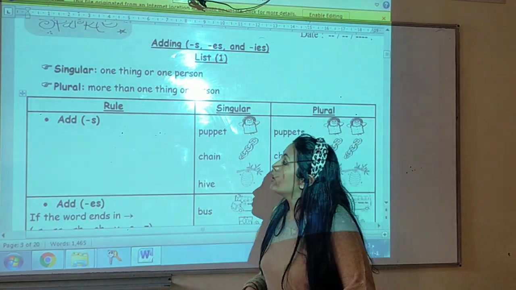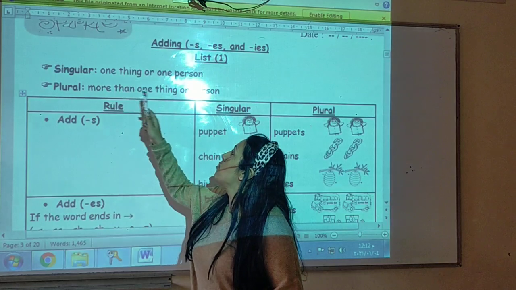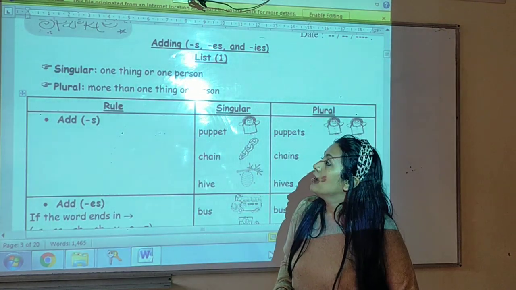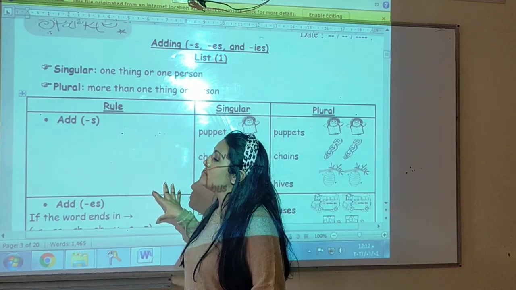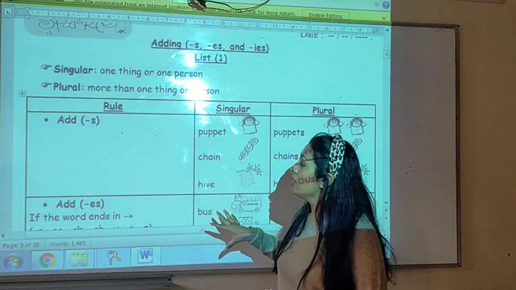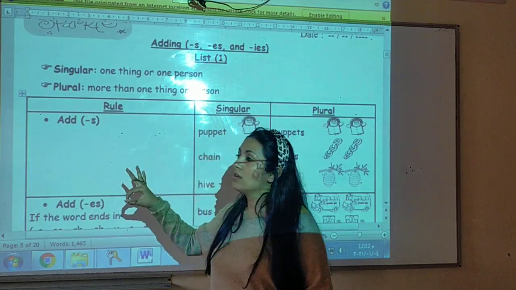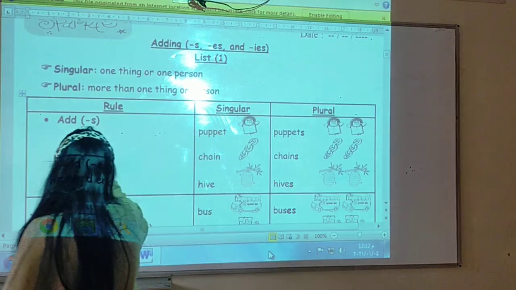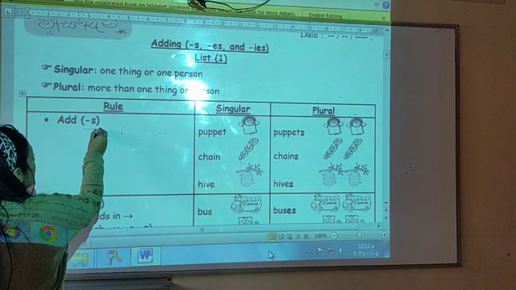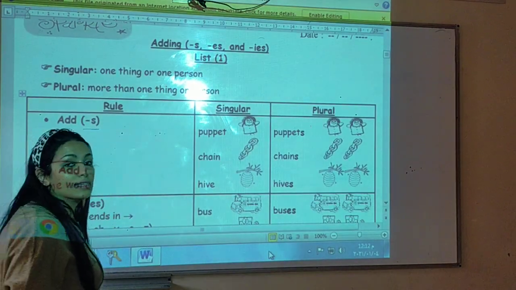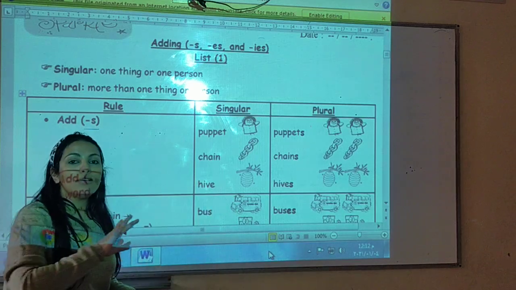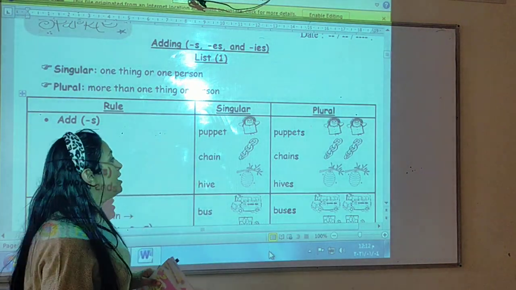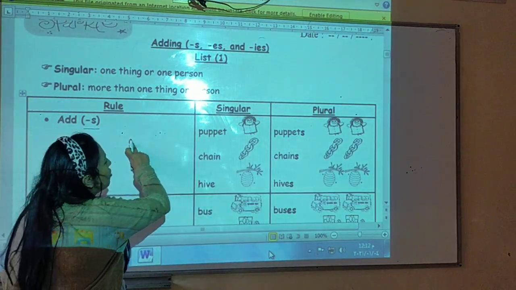Okay? Plural, what is plural? Plural is when I say more than one thing or one person. Okay? And what are the forms of plural? There are 3 things we add in the plural form. In the first case, when do we add s in the plural? When do we add s? With any word. Any word, I add only s. Okay? In all the words, I add only s.